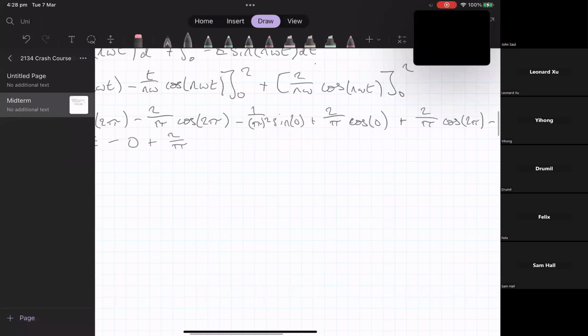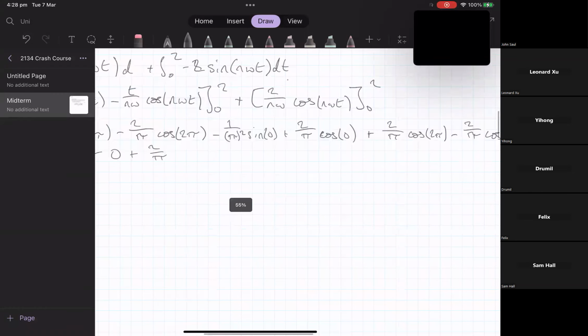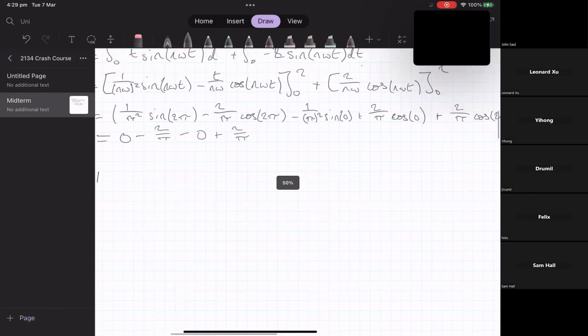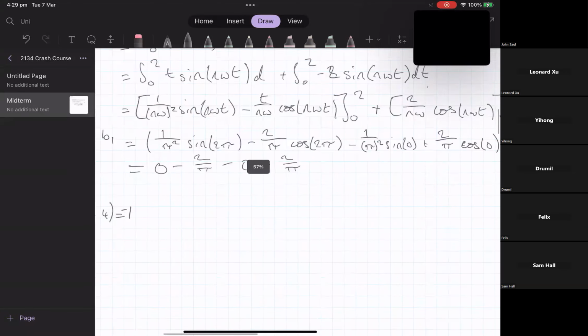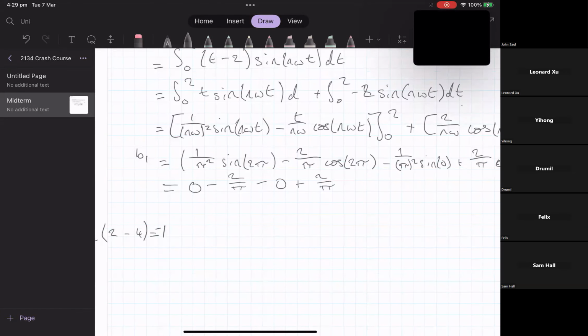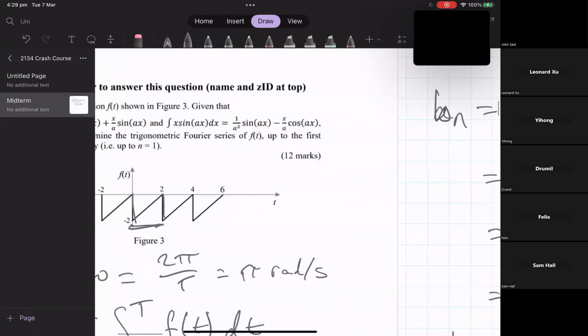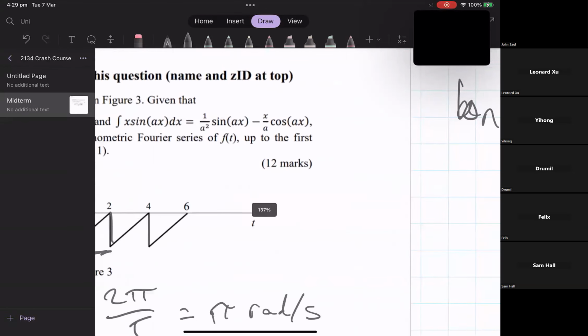Have I done something wrong here? In which term? The 1 on n squared. Yep, that comes from this formula they've given us. Yeah, and so we're just simply applying that.